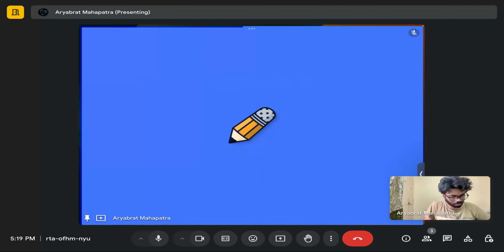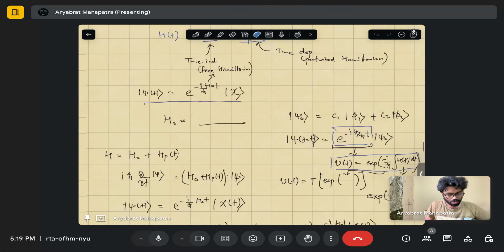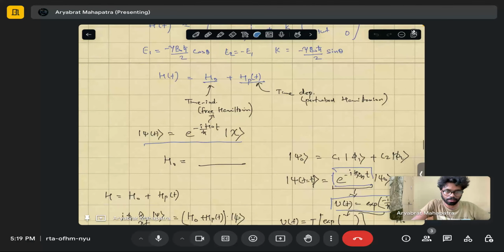My question is that initially you can break the Hamiltonian into two parts, a time independent part and a time dependent part. For the time independent part, you are showing that it evolves with the free Hamiltonian. But consider the full system: the wave function of the system evolves with the full Hamiltonian. Right, that is what I'm telling.